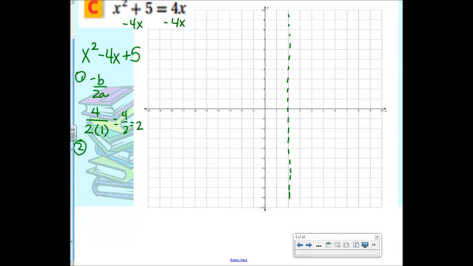Okay, so we've got 2 squared minus 4 times 2 plus 5. What's 2 squared? 4. What's 4 times 2? Negative 8. What's 4 minus 8? Negative 4. Plus 5. Negative 4 plus 5 is positive 1. Good. So then my vertex is 2, 1. So I go 2 and then up 1. And then what's step 3?